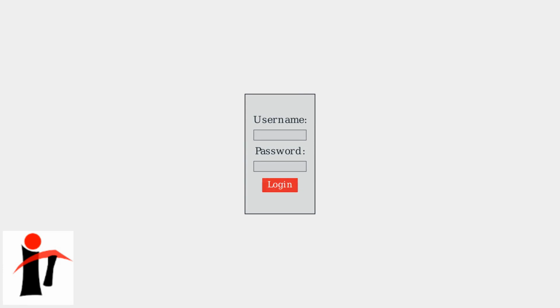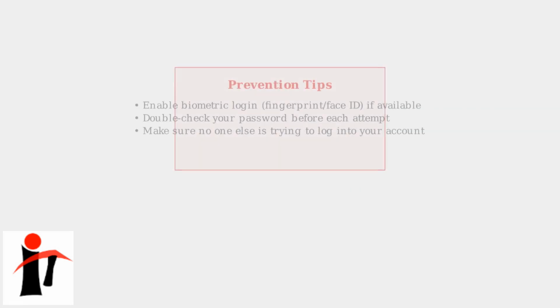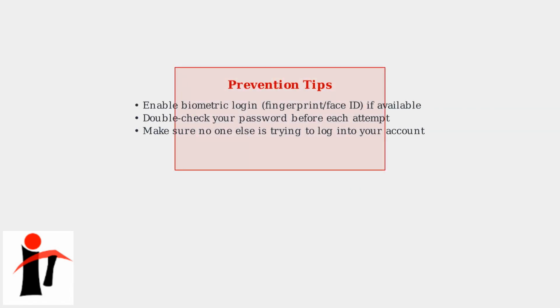If this happens, wait it out or contact Tesla support with your account details, such as your vehicle identification number, VIN. Your vehicle identification number, or VIN, is a unique code for your Tesla vehicle that you can find on the driver's side dashboard or door jamb. To prevent lockouts, enable biometric login if available, and double-check your password before each attempt. Make sure no one else is trying to log into your account.